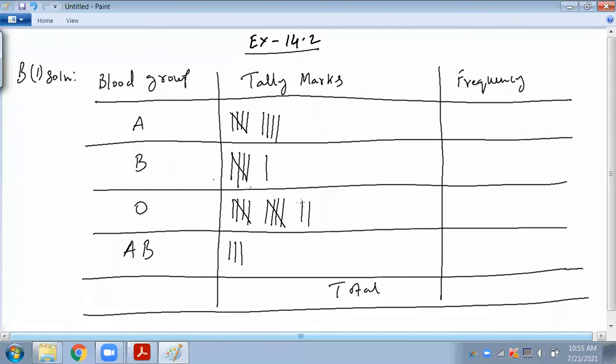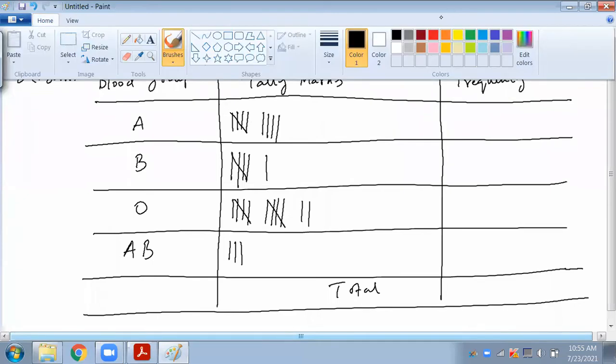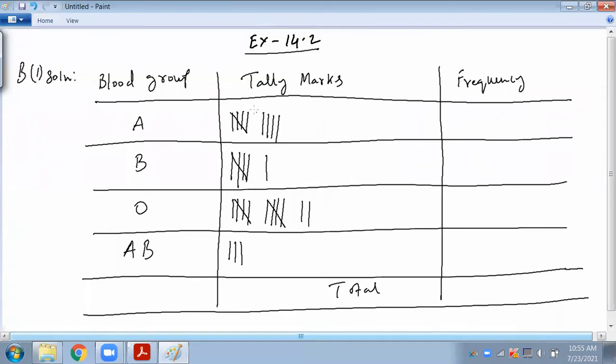Okay, so we found out the tally for all the data that is given to us. Now we'll find the frequency. Now how many tally do we have for A? 5. Count it. Now the fifth one we have crossed, that means it is 5, 6, 7, 8, 9. So frequency is 9. Then for B also find the frequency.